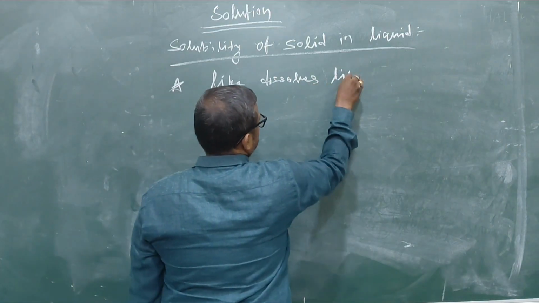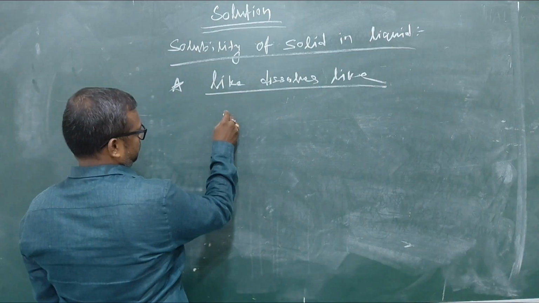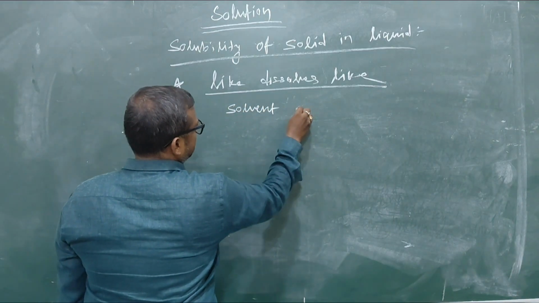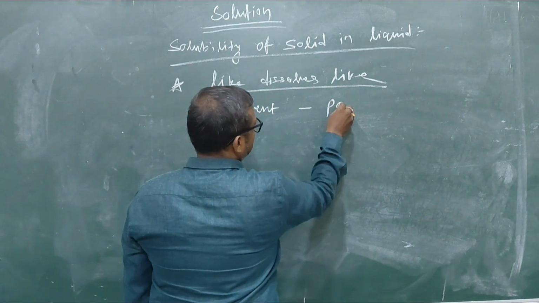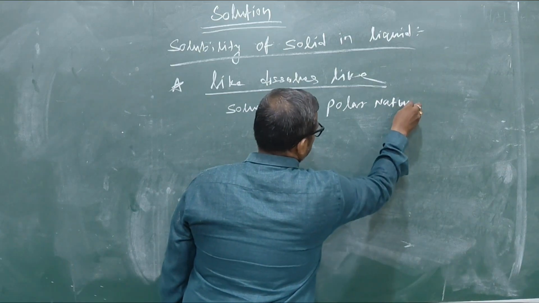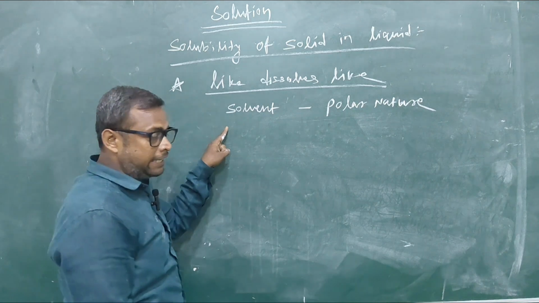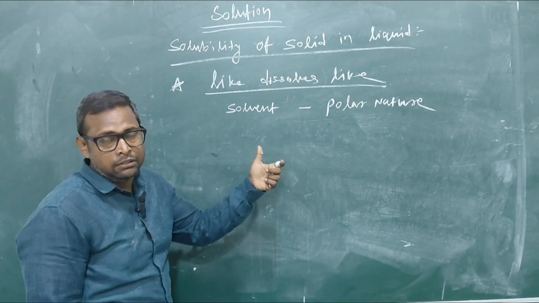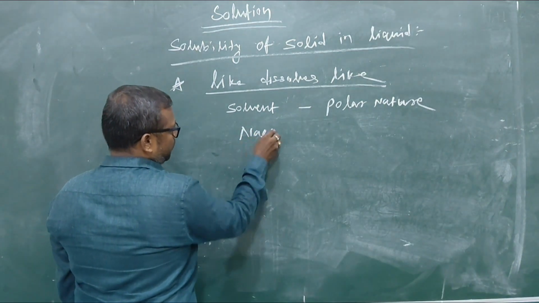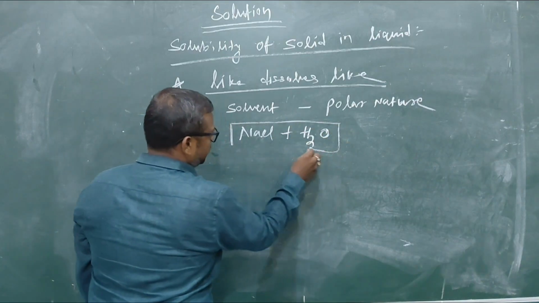So for solubility of solid in liquid, the first important thing you have to remember is like dissolves like. तो like dissolves like क्या है? If the solvent particle is polar in nature, then solvent can dissolve only the polar solute particles. Example, if you take sodium chloride, it dissolves in water. So here is like dissolves like.